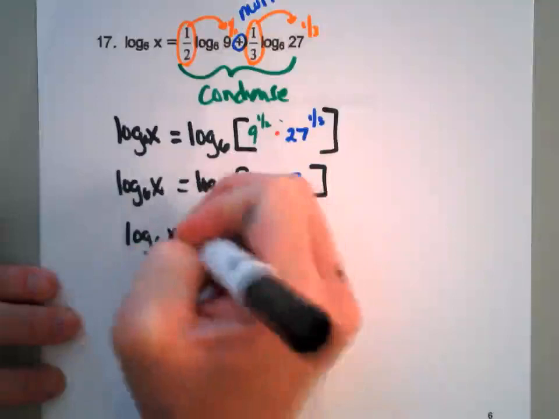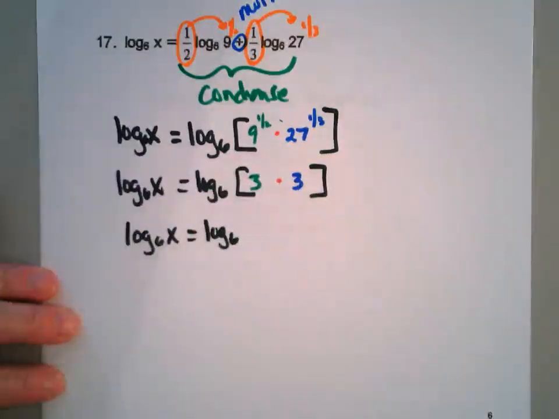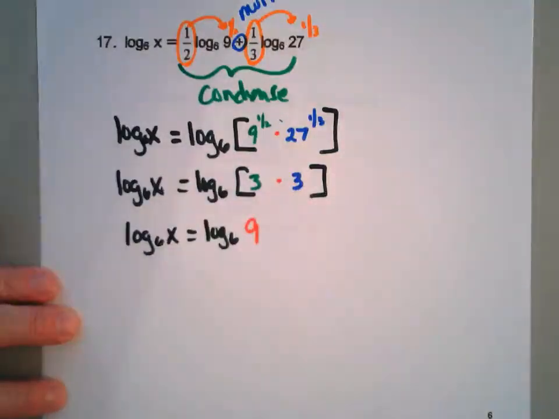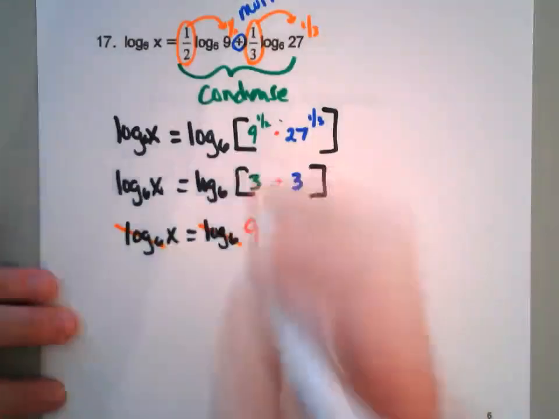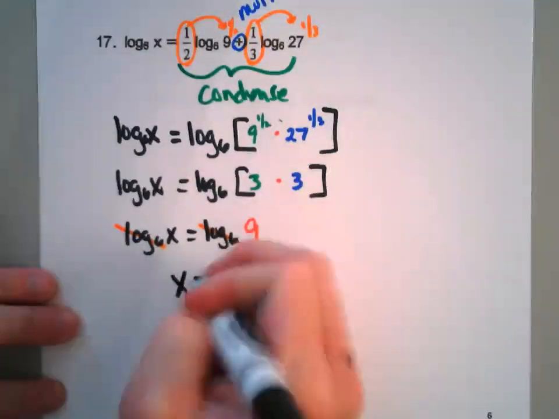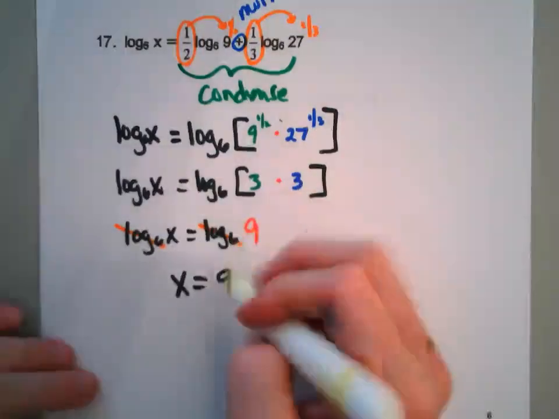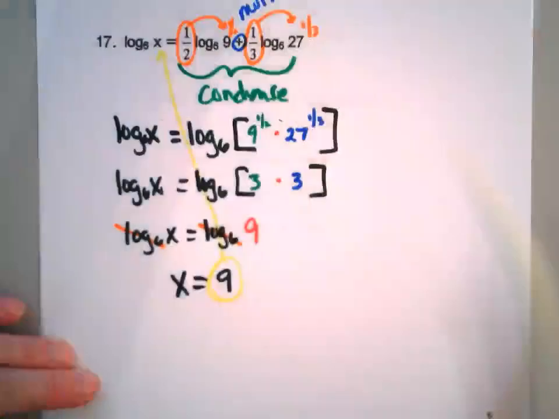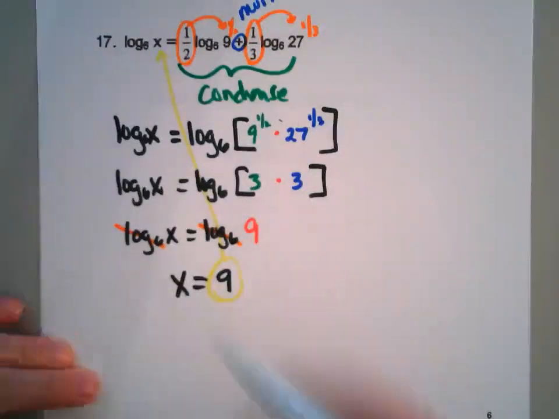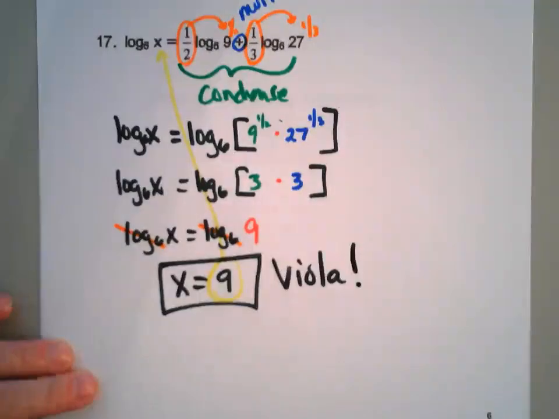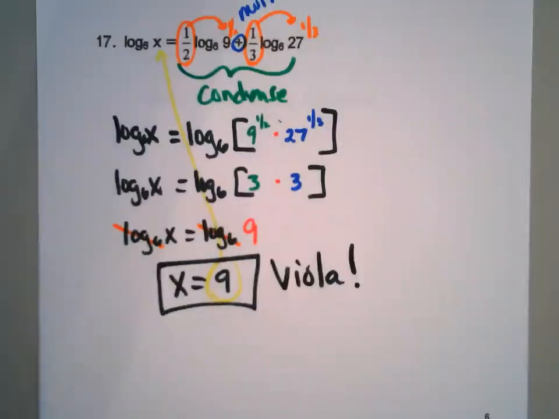Log base 6x. Log base 6. Once we multiply these two together, 3 times 3 is 9. The log base 6 and the log base 6 cancel each other out. X equals 9. Check for extraneous solutions. 9. Plug back into the x is positive. So guess what? There it is. Voila. There's our answer. All right, guys, that is logarithmic equations.